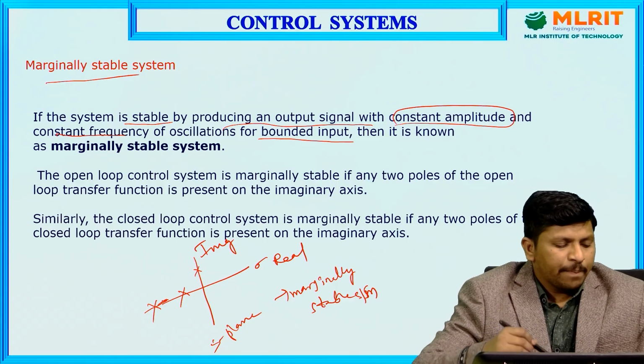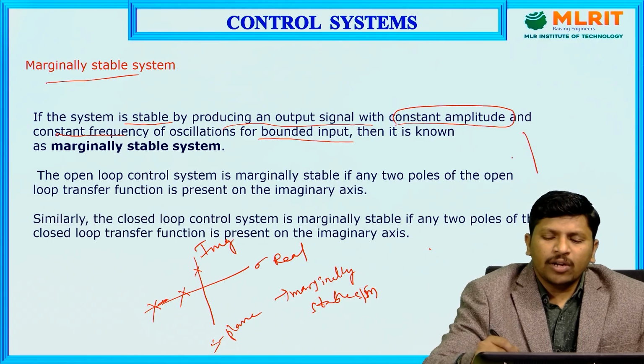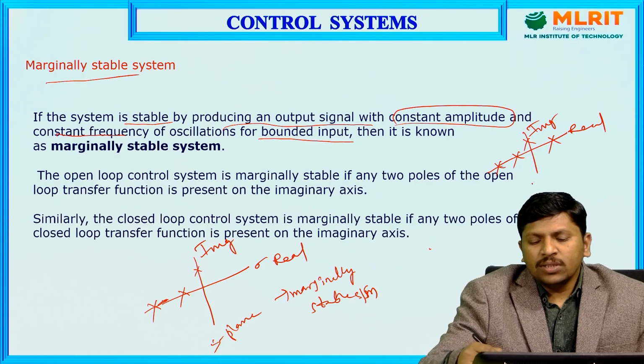Now, for example, I am going to draw like this. This is the imaginary axis and real axis. One pole is present here, another pole here, one pole on the imaginary axis, and one pole on the right side. So this type of system is an unstable system.